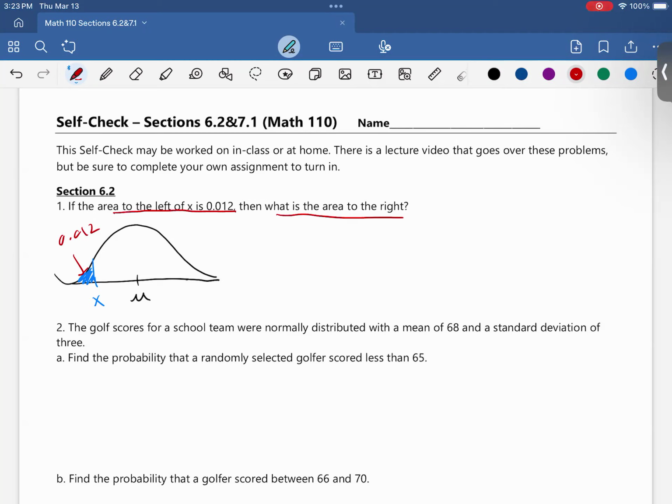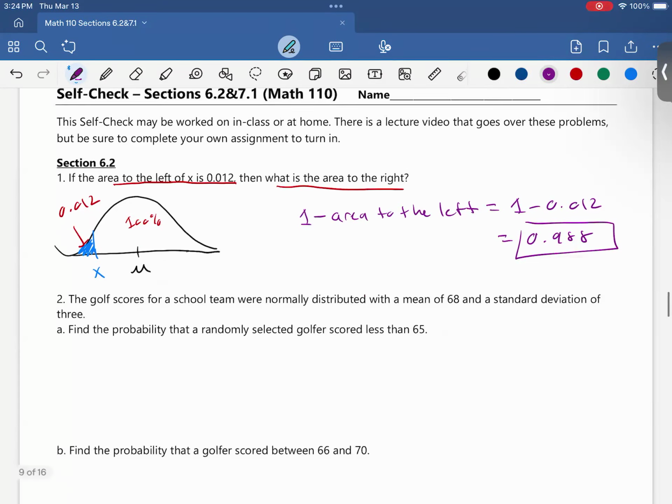Since the entire distribution is 100%, what we need to do is just subtract our area to the left from 1 to get the area to the right. So 1 minus area to the left. And that just equals 1 minus 0.012, and that's just going to be 0.988. So that's the area to the right.